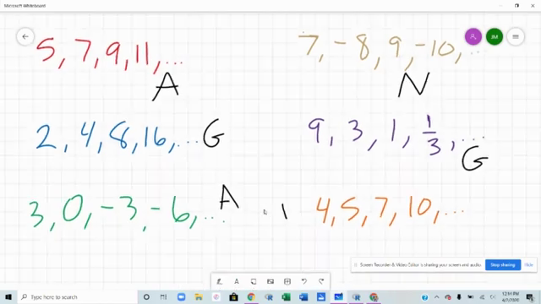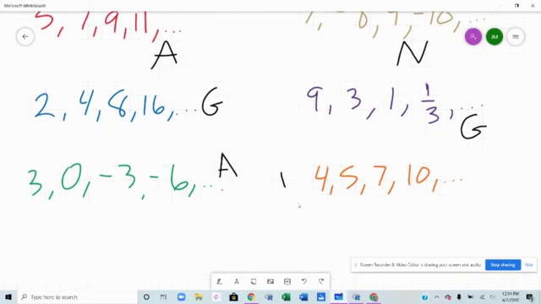Next one, we've got 4, 5, 7, 10. So when you look at that, 4 plus 1 is 5, but 5 plus 1 is not 7. So it's not arithmetic, not geometric. 4, 5, 7, 10, nothing works there. That is a neither.